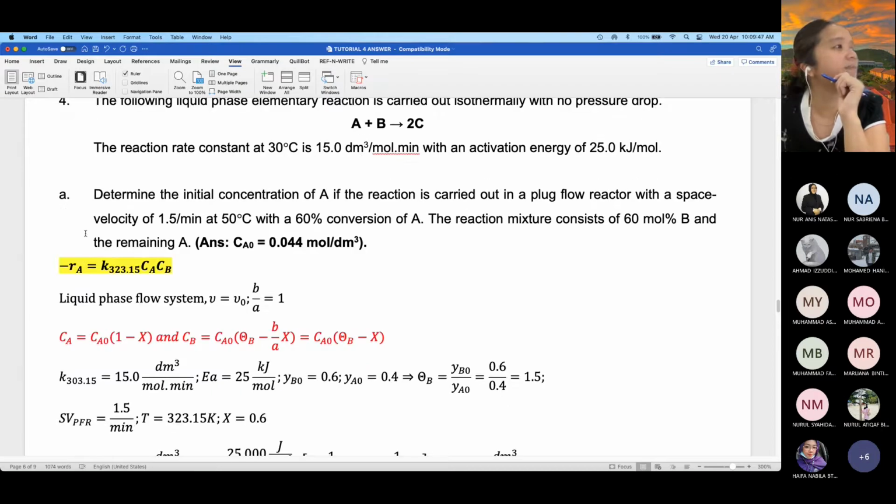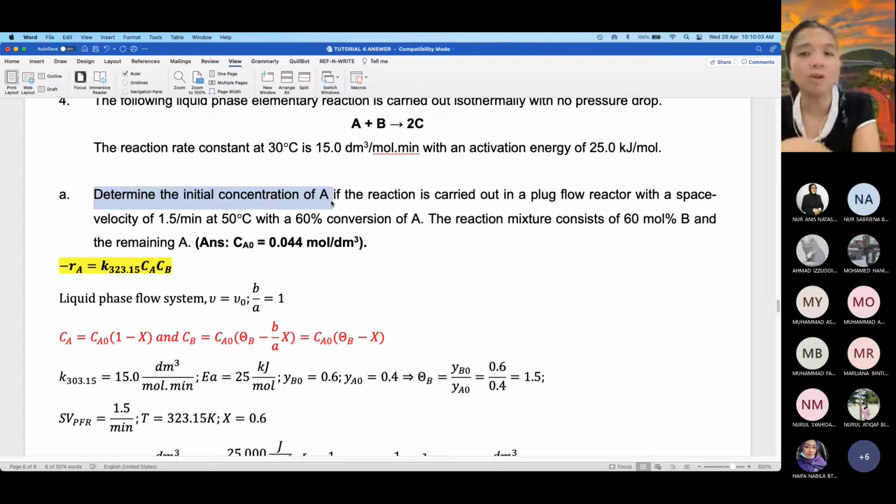Alright, so question dia kata, determine the initial concentration of A. So dia nak apa? Dia nak kita cari CA0. Okay, so this is something different, right? Sebab soalan sebelum ni cari temperature, cari reaction time, cari volume, cari temperature. Soalan ni dah pelik sikit, cari CA0. So sebelum ni soalan kita biasa diberi CA0.